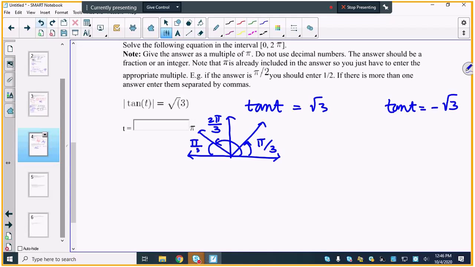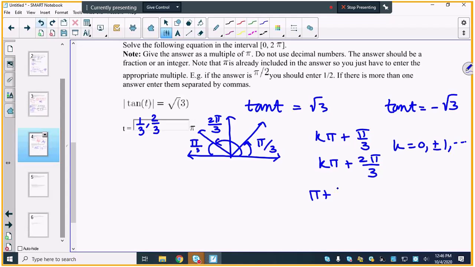But I want the solution in 0 to 2 pi. So remember how I write it. I write it as k pi plus pi over 3 or k pi plus 2 pi over 3. Those are my solutions where k equal to 0, plus or minus 1, and so on. Since I have only the positive solution as my requirement, I can forget about the minus signs. So if k equal to 0, then you get pi over 3. That's your first solution. Or you get 2 pi over 3, that's your second solution. Your third solution is going to be for k equal to 1, so that will be pi plus pi over 3, which is 4 pi over 3. So that is your third solution.